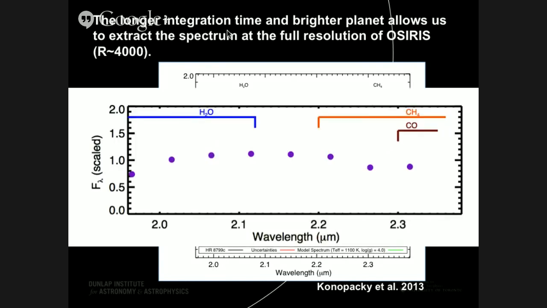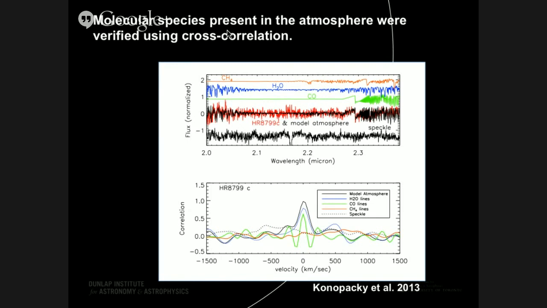So just for comparison, this is what the spectrum would look like if it had typical transit spectroscopy resolution at K-band. You just basically get nowhere near the richness of information that you get for the directly imaged exoplanets. So now, coming back to the species that we are seeing in the spectrum.